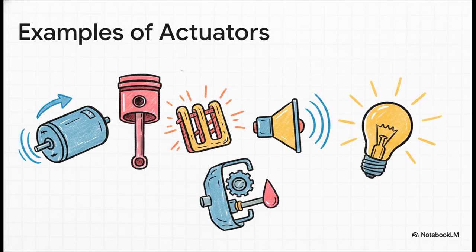And would you look at the variety here? When we hear actuator, our minds usually jump to motors and hydraulics, things pushing and pulling. But the definition is actually way broader. A heater is an actuator because it changes the temperature of a room. A loudspeaker, that's an actuator changing air pressure to make sound. Heck, even a simple light bulb is an actuator because it changes the environment from dark to light.